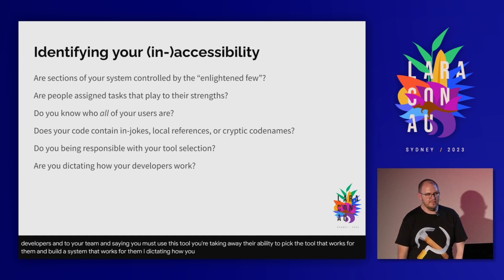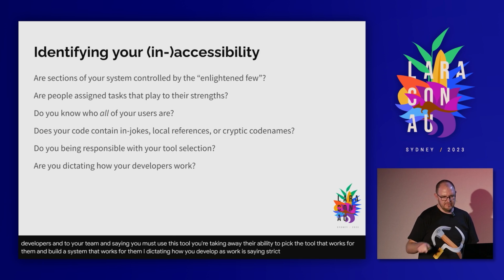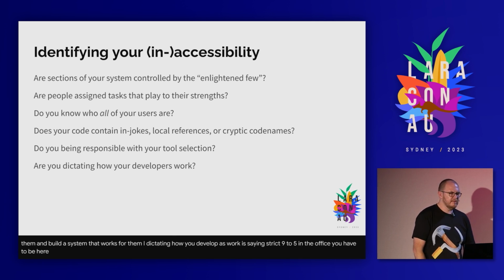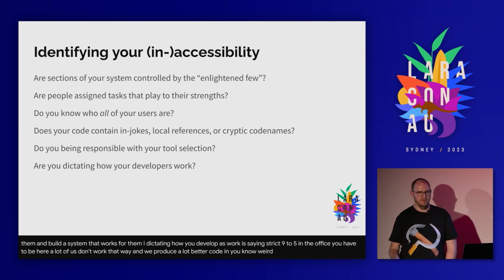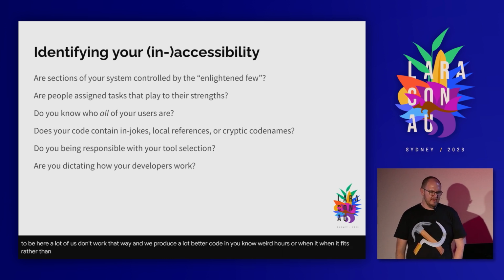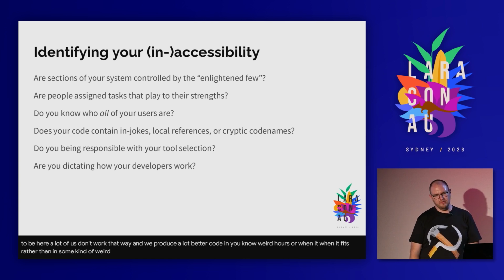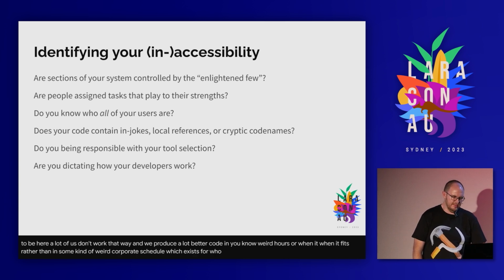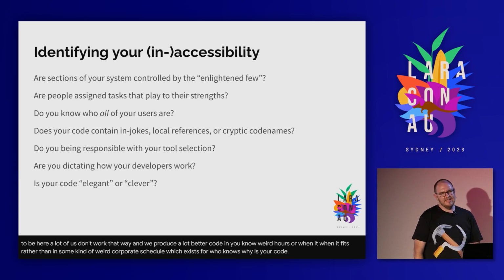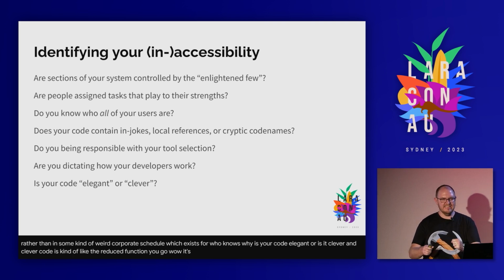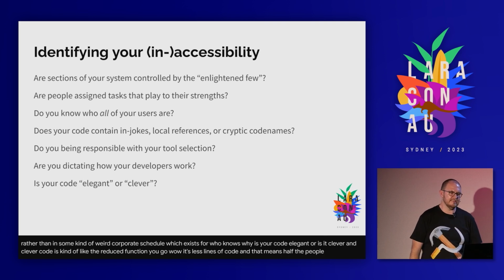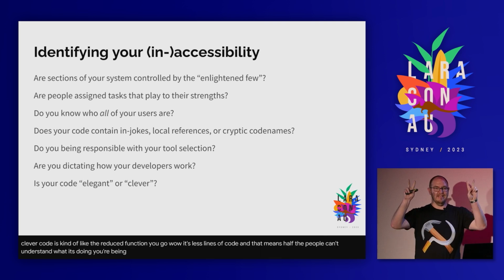Are you dictating how your developers work? Are you saying it's strict 9 to 5 in the office, you have to be here? A lot of us don't work that way. And we produce a lot better code in weird hours or when it fits, rather than in some kind of weird corporate schedule which exists for who knows why. Is your code elegant or is it clever? Clever code is kind of like the reduce function. You go, wow, it's less lines of code, and that means half the people can't understand what it's doing. You're being clever.